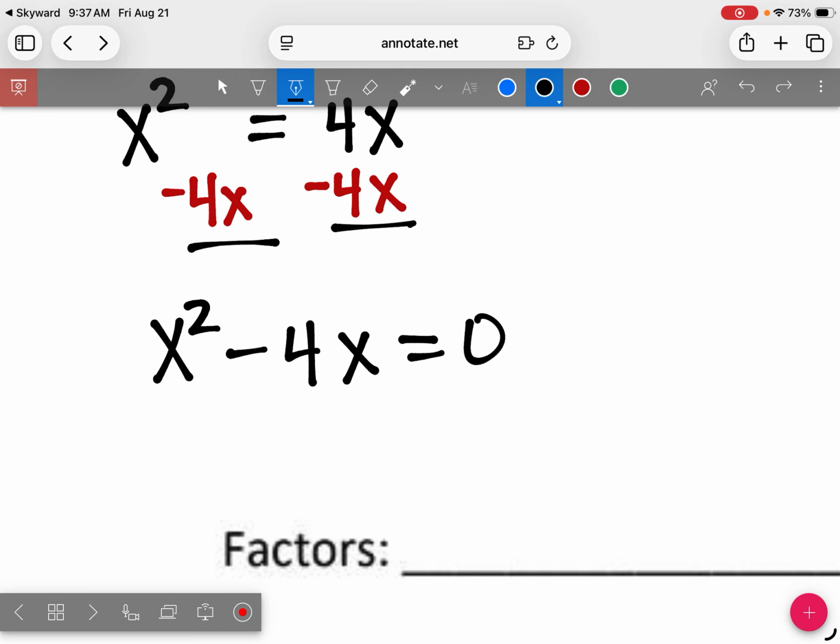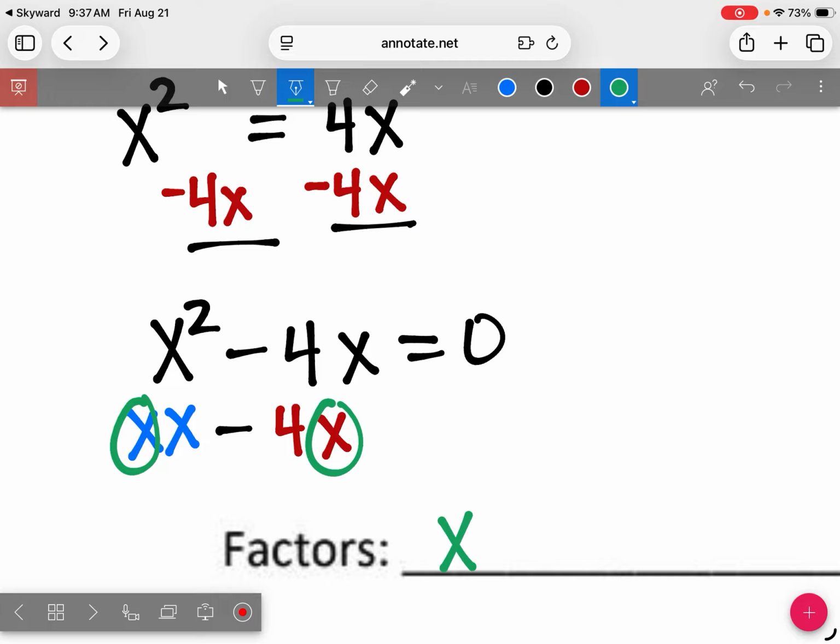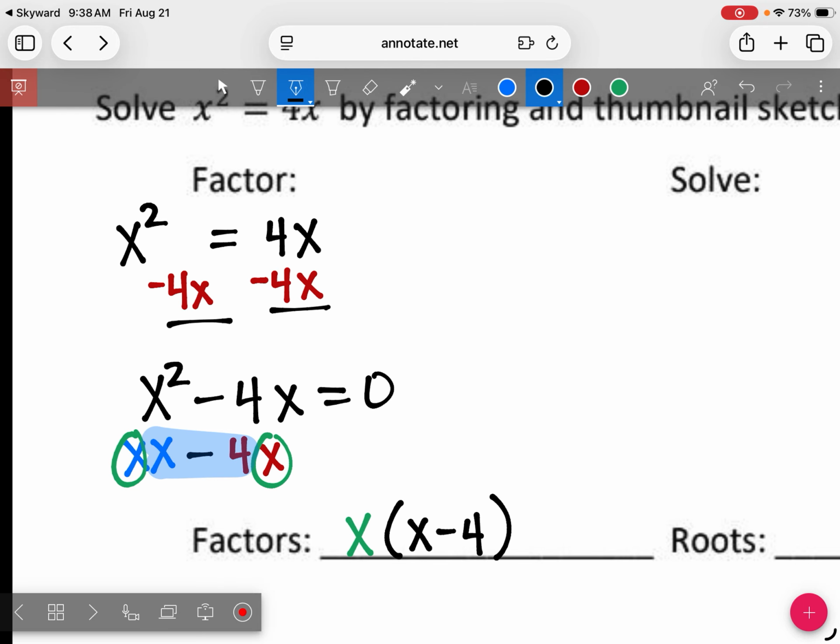So x squared means I have x times x minus 4 times x. What do I have written in both blue and red? What do they both have in common that I could take out? X. That's my GCF. So I'm taking that out. So that is a factor. One of my factors is just x. In parentheses, I'm going to write what I have left. X minus 4. So this is what it factors down to. That's my factors.